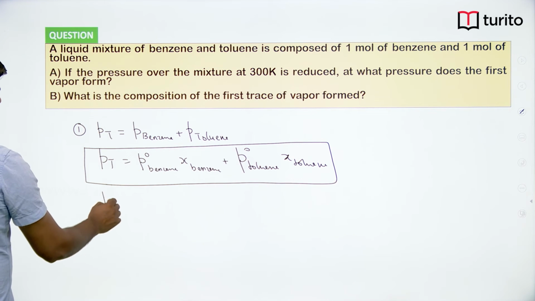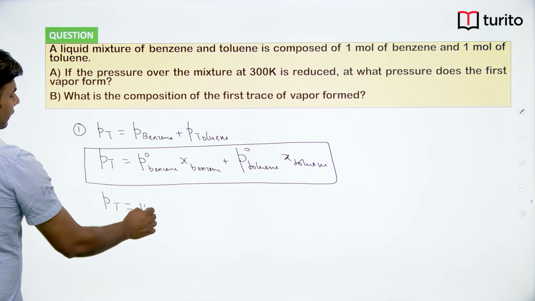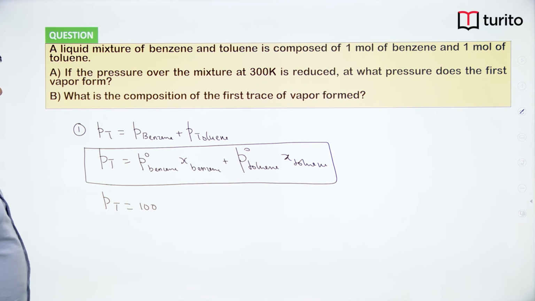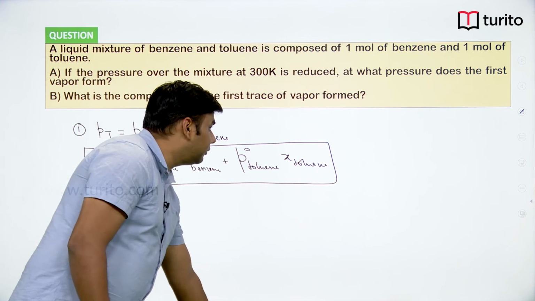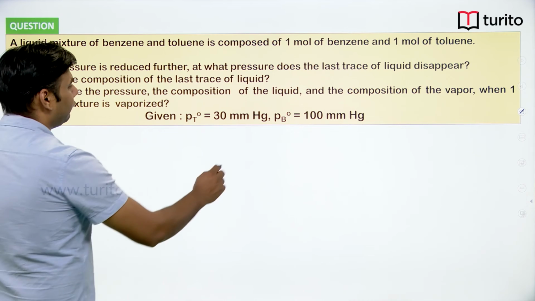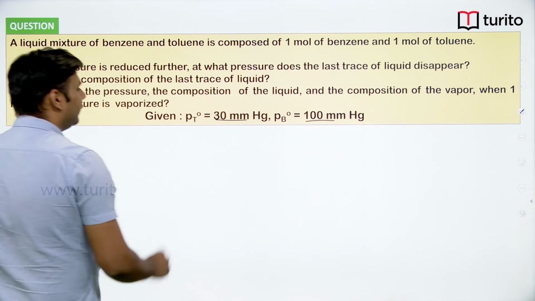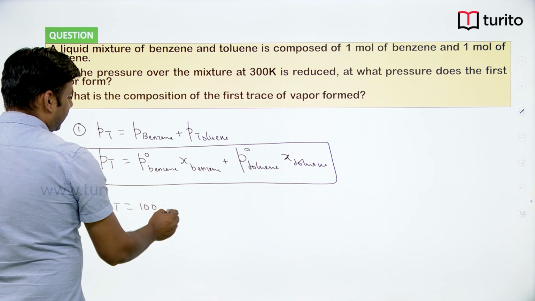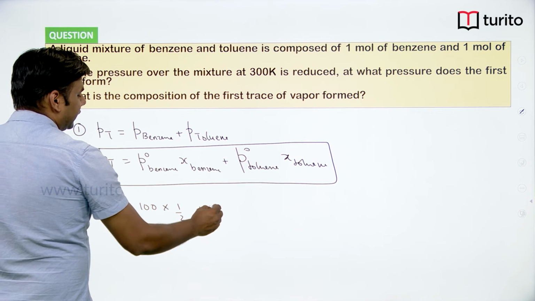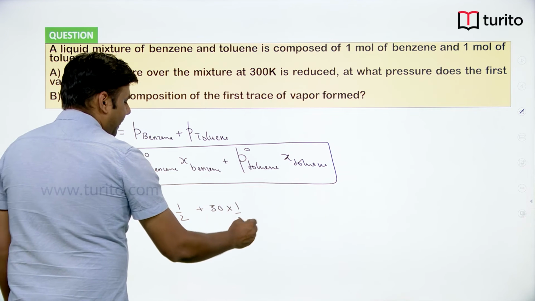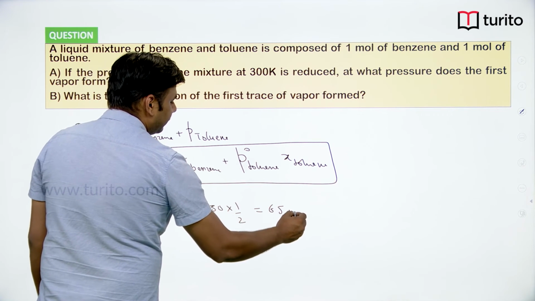So PT will be equal to, if we have been given that the vapor pressure of benzene is 100 and toluene is 30, this is 100 into half plus 30 into half. So this would be 65 mm.